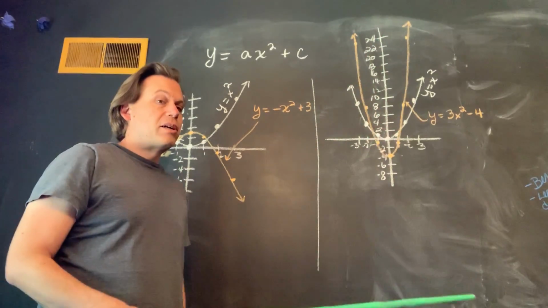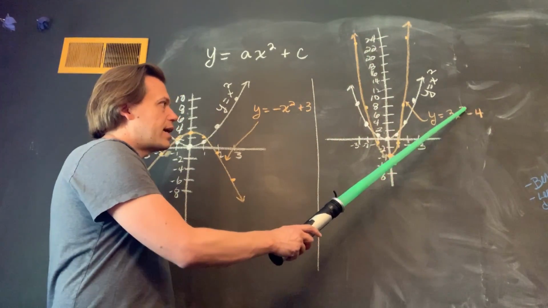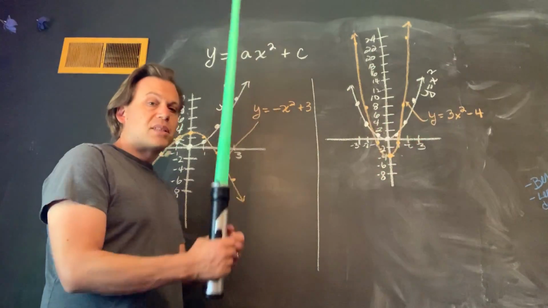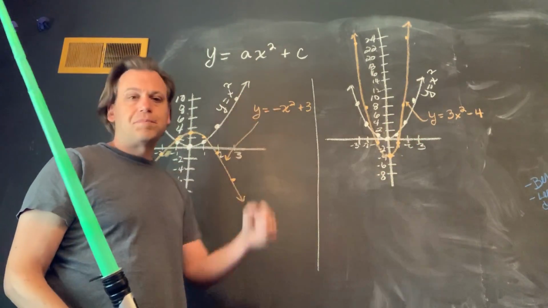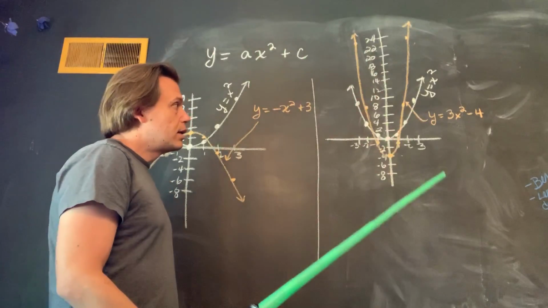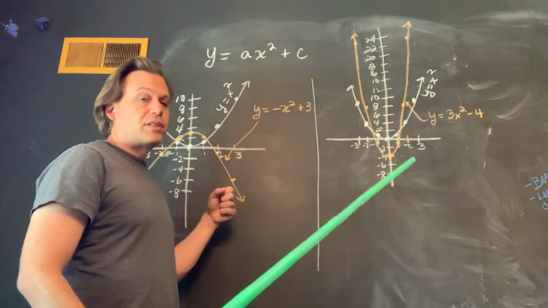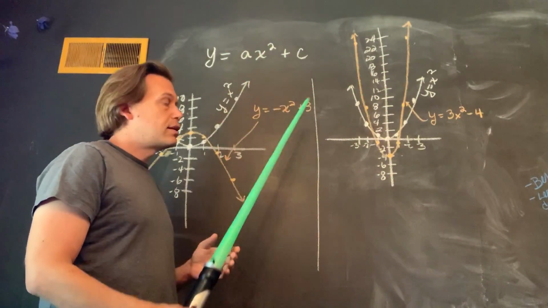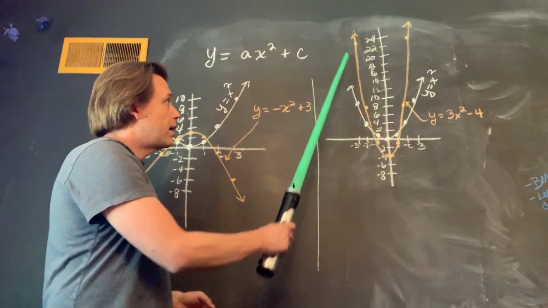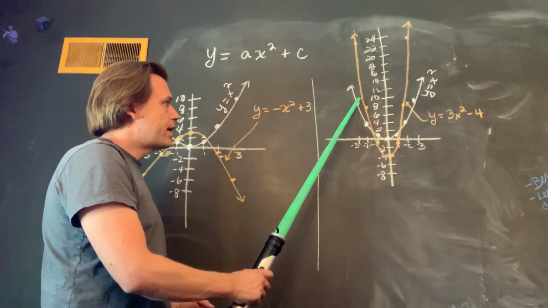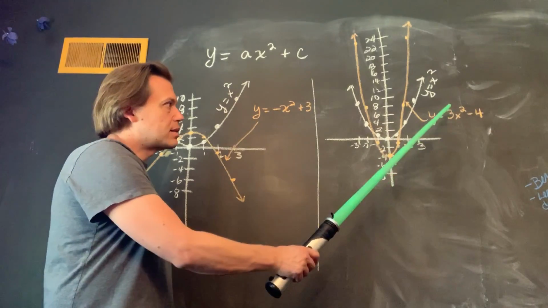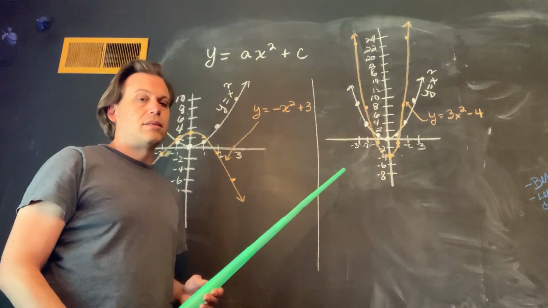But the other way to think about it is, if I multiply x squared by 3, I'm stretching the graph vertically. It makes the graph taller, which makes it look skinnier. And then, once I've done that, I'm going to move the entire graph down 4 spaces. That's what the minus 4 does.